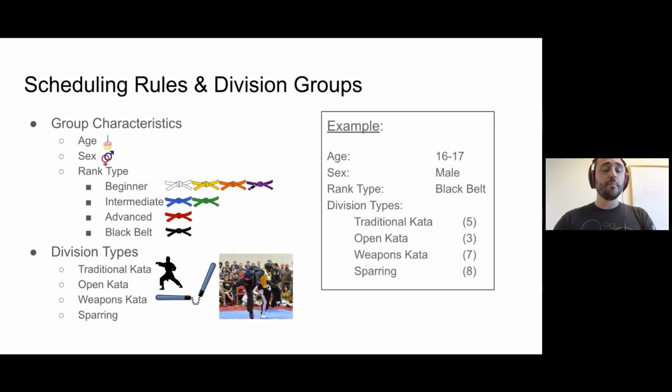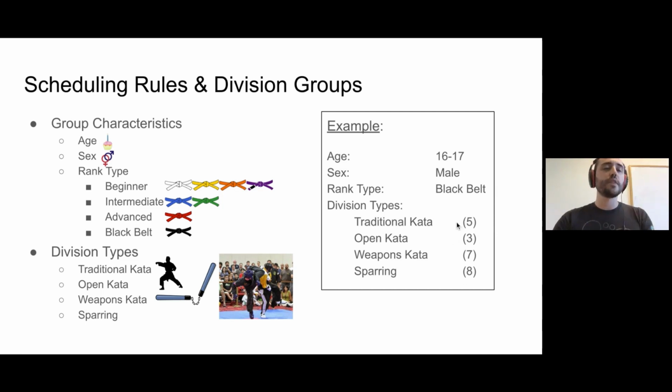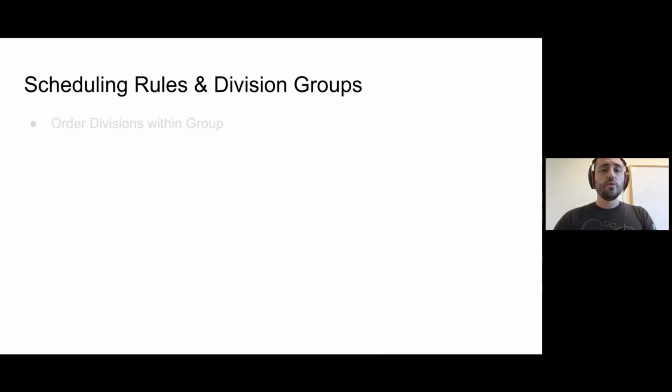So an example of one division group, as we'll call it: the characteristics of this are the age of 16 to 17, male black belts. And in this group, there are four divisions. You can see traditional kata, open kata, weapons kata, and sparring. And then the numbers over here on the side represent the number of competitors in each of those divisions. So we go through and we want to order the divisions within the group.